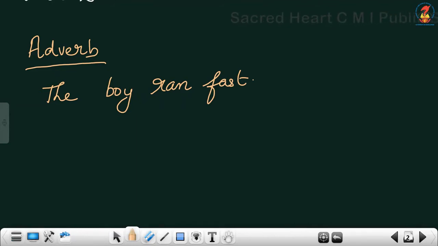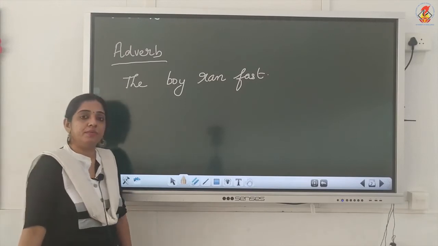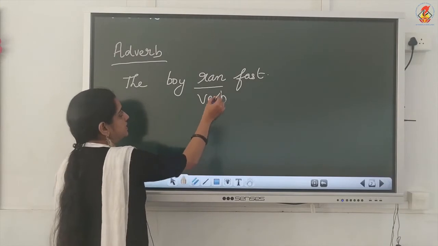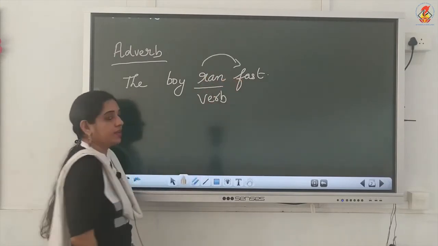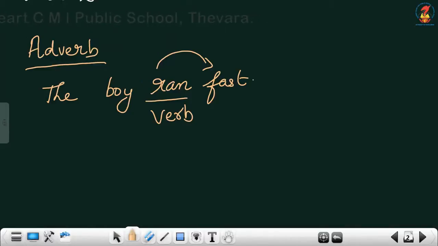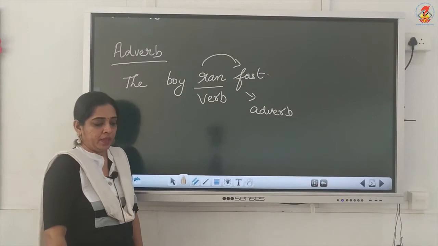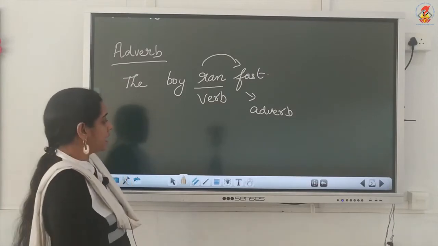The boy ran fast. What is the verb here? Ran is the verb. And it is modifying, it is giving more information. How did the boy run? Is it slow? No, it's fast. So this is called adverb. How an action is performed, that is adverb. Now let us study about adjective.